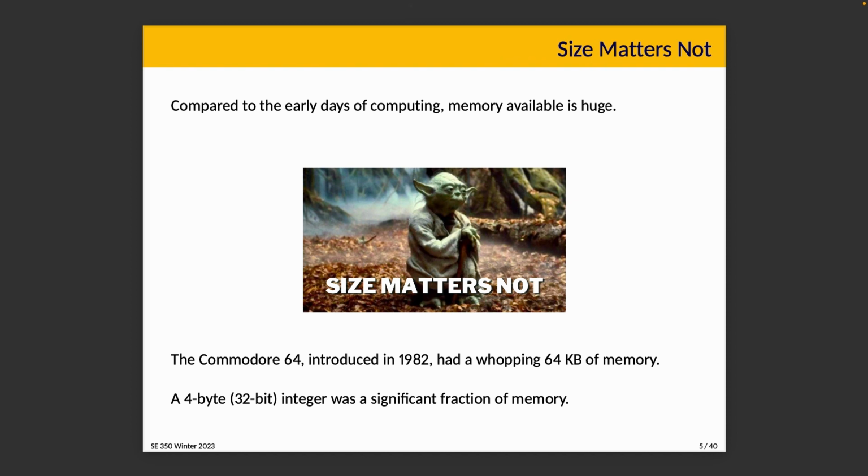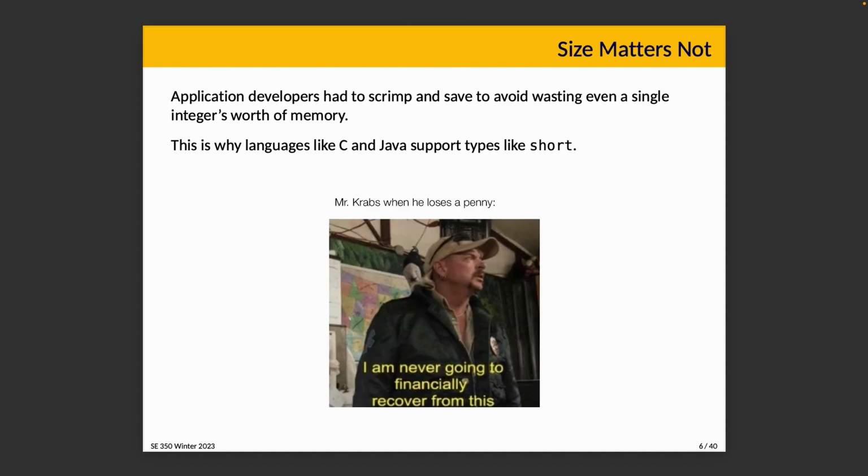Compared to the early days of computing, available memory is huge. In the words of Yoda, size matters not. The Commodore 64, introduced in 1982, which admittedly, at the time of recording is 40 years in the past, had a whopping 64 kilobytes of memory. That's incidentally why it's called the Commodore 64. And a 4-byte 32-bit integer was at that level a significant fraction of memory. There was thought given to each of those allocations, and application developers were expected to basically scrimp and save to avoid even wasting a little bit of memory.